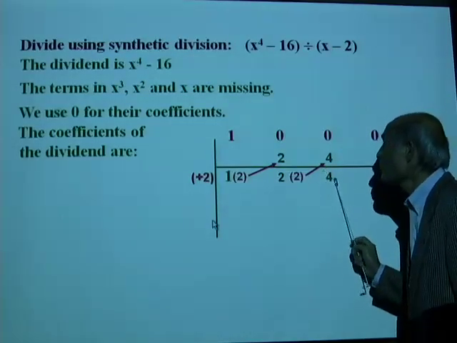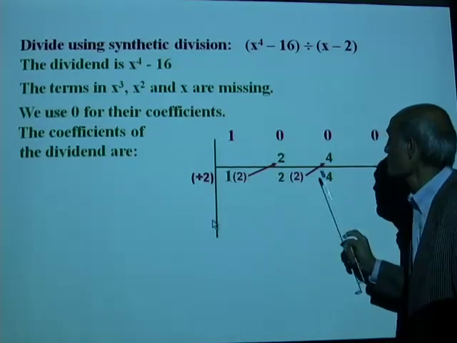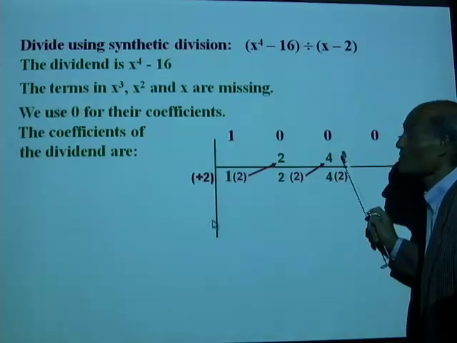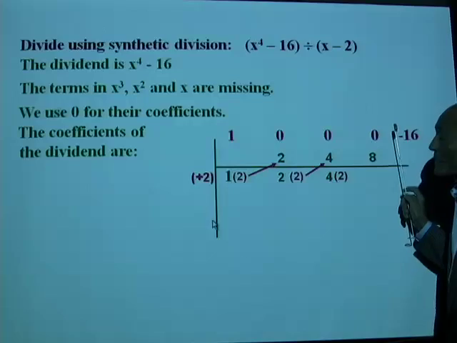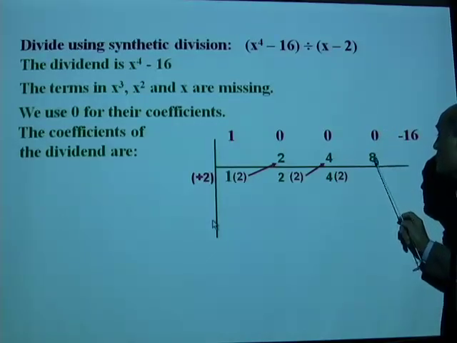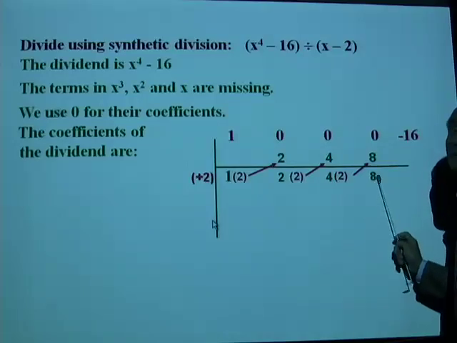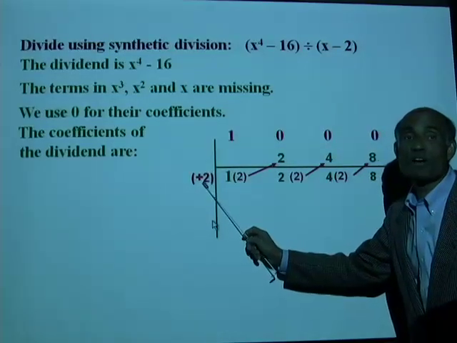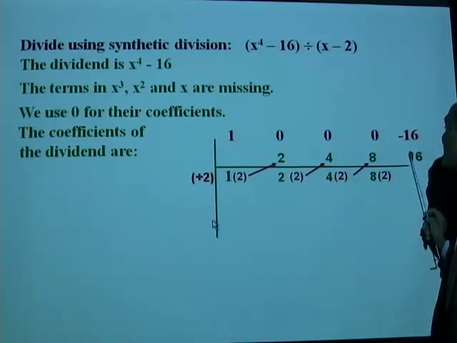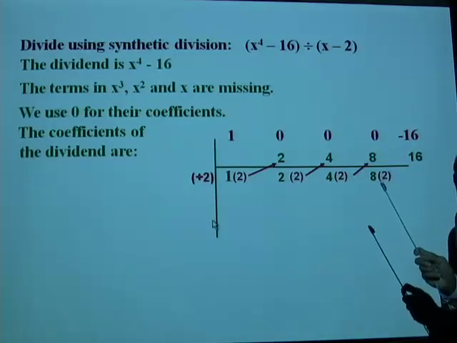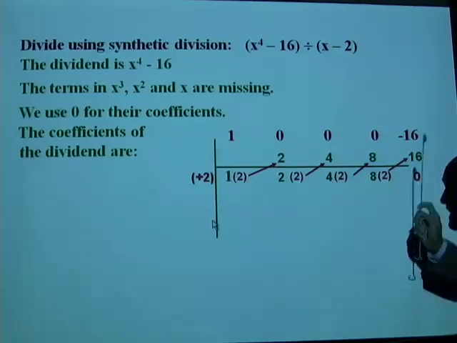What do we do with this 4? Multiply this 4 with positive 2. That will be 4 times 2 is 8. Write it below the next 0. Alright, add these two. 0 plus 8 is 8. And multiply this 8 with positive 2. 8 times 2 is 16. And write it below negative 16. Add those two. And you get 0.